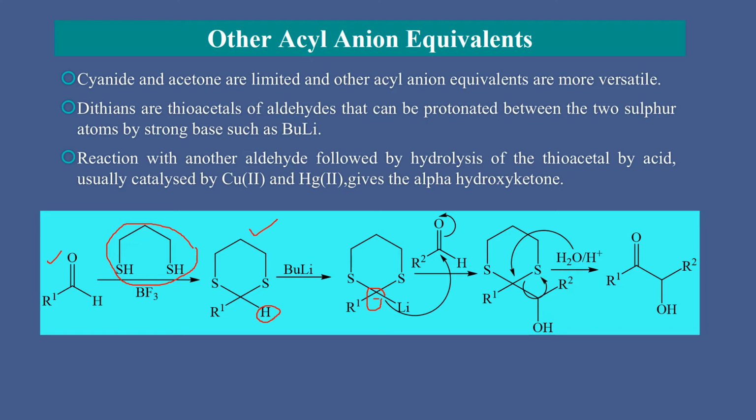When it is hydrolyzed, this dithiane is deprotected to give us a carbonyl group. In this way, we can add as many carbons as we want by changing this R1. This R1 can be hydrogen, it can be one carbon in the case of acetaldehyde, and so on.